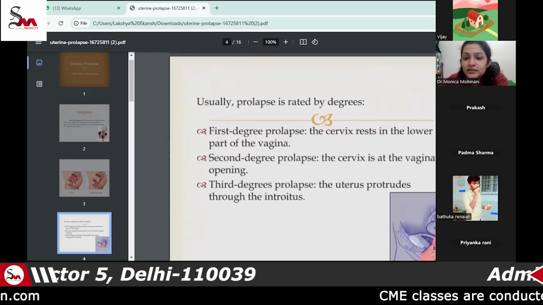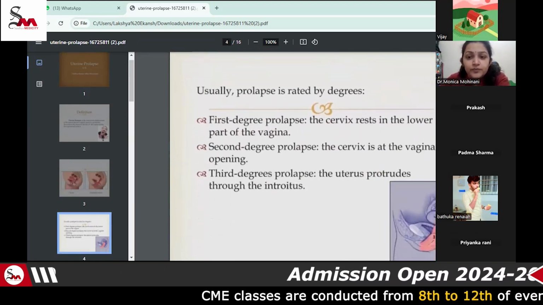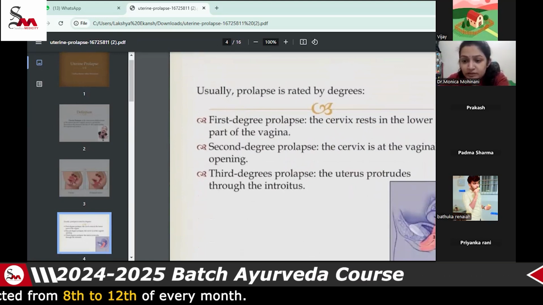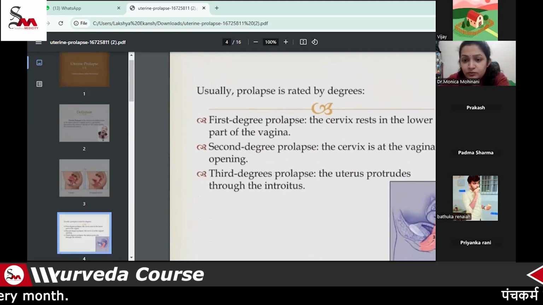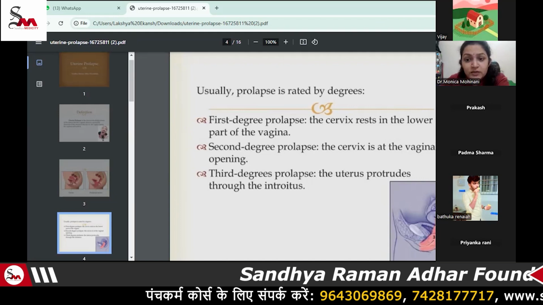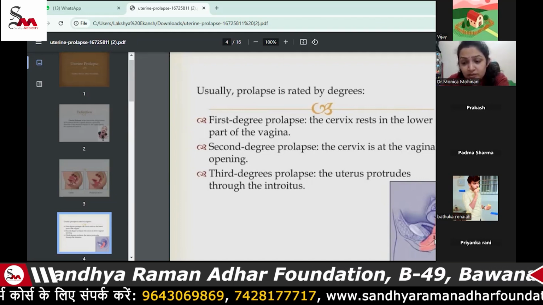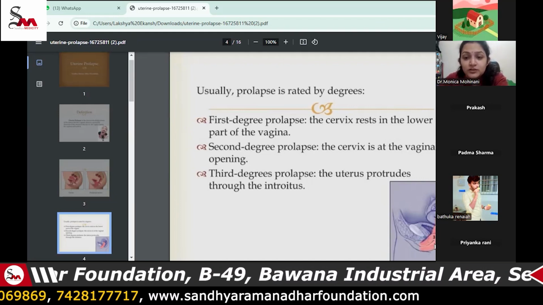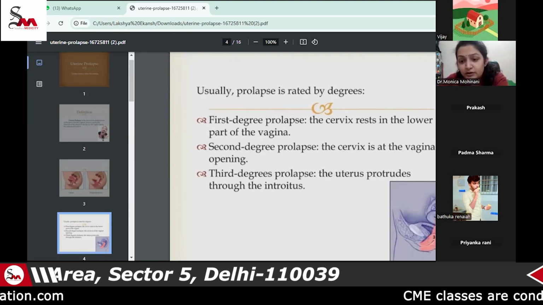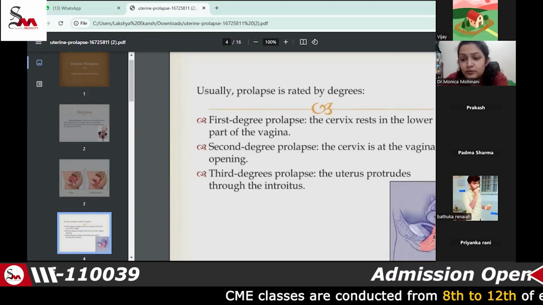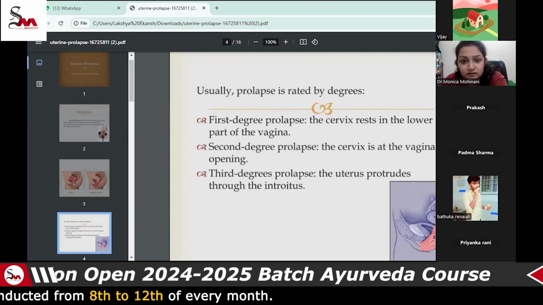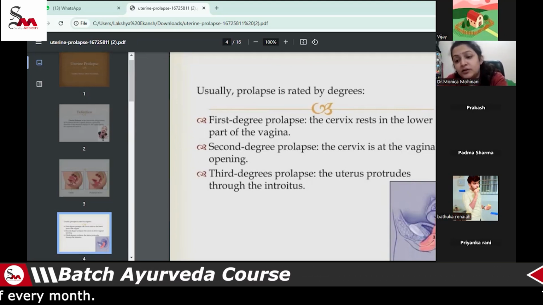Usually prolapse is rated by degrees. In first degree prolapse, the cervix rests in the lower part of the vagina. ये cervix जो है वो वजाइना के लोअर पार्ट में रहता है, मतलब वो हमेशा बाहर विजिबल नहीं रहता है. In second degree prolapse, the cervix is at the vaginal opening, so it is easy to see the cervix. And in third degree prolapse, the uterus protrudes to the introitus, तो यहाँ पे यूट्रस का काफी पोर्शन बाहर आ जाता है. If the cervix is in the lower part of the vagina, that means it is not coming out.